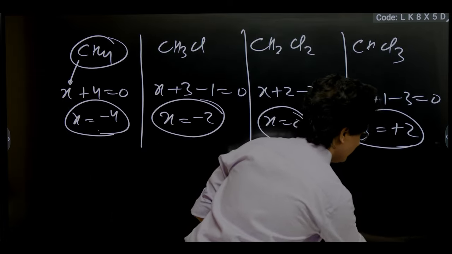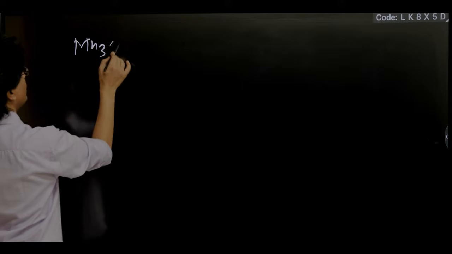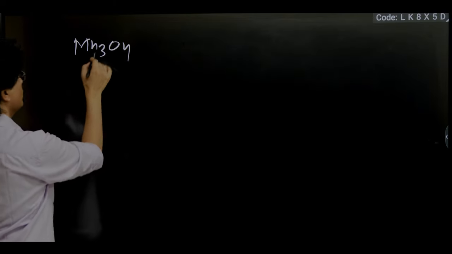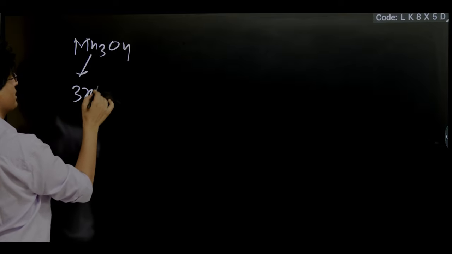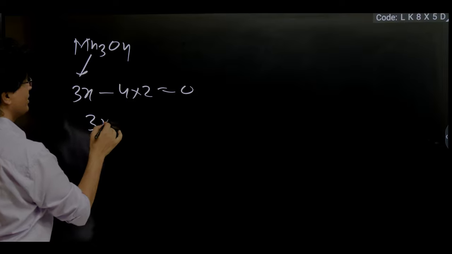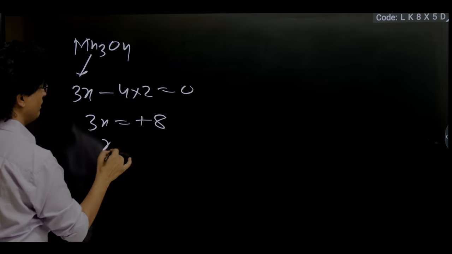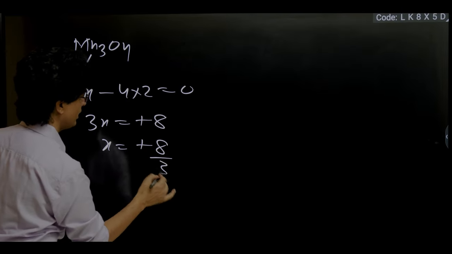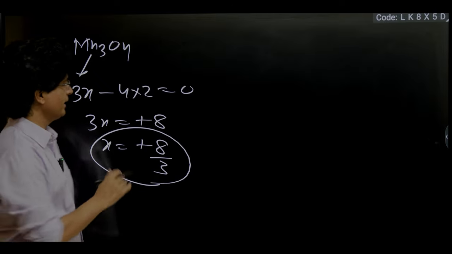Okay. Let's say we are having Mn3O4. Chalo, who will tell me the oxidation number of Mn? The average one, basically. So there are 3 Mn. 3x minus 4 into 2 equal to what? 0. 3x equal to plus 8. X will be plus 8 by 3. Yes or no, boys and girls? Is that clear or not?